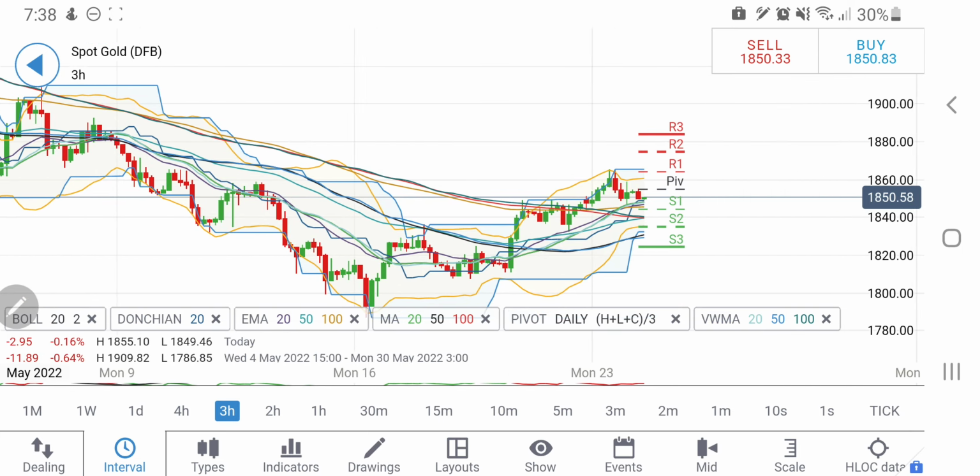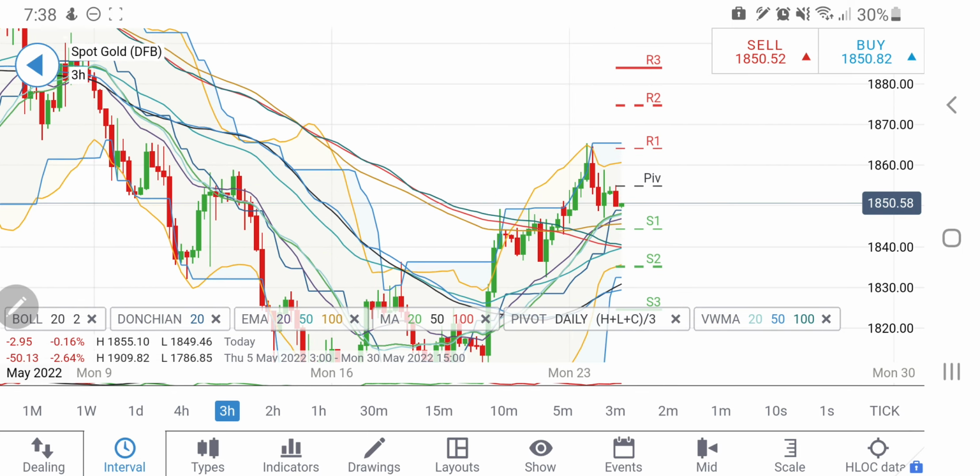If you look at the 3-hour charts, on the 3-hour charts too, similarly you will find that there is a support here at 1850 levels, and then breaking this 1847, one can expect it will drop towards 1840, and below that we can see a good fall towards 1836 and 1830 levels.